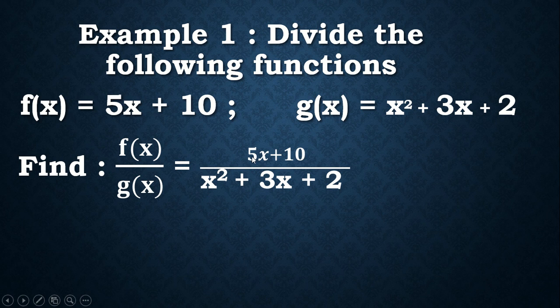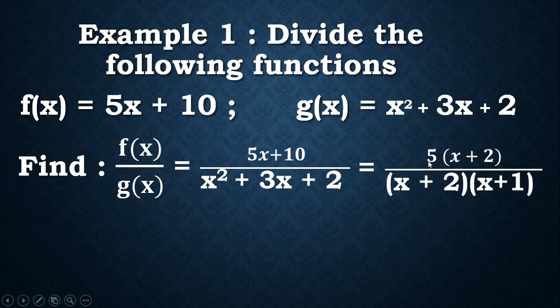And then we have to get the greatest common factor of the numerator, which is 5. The numbers can be divided by 5. 5 times x, that is 5x. 5 times 2, that is 10. So we have this greatest common factor, which is 5.